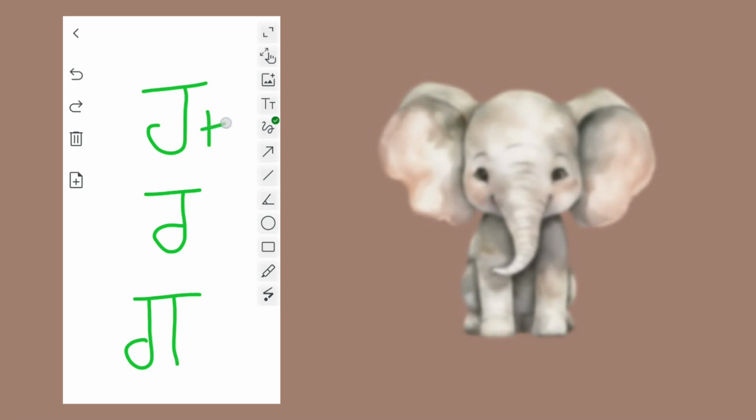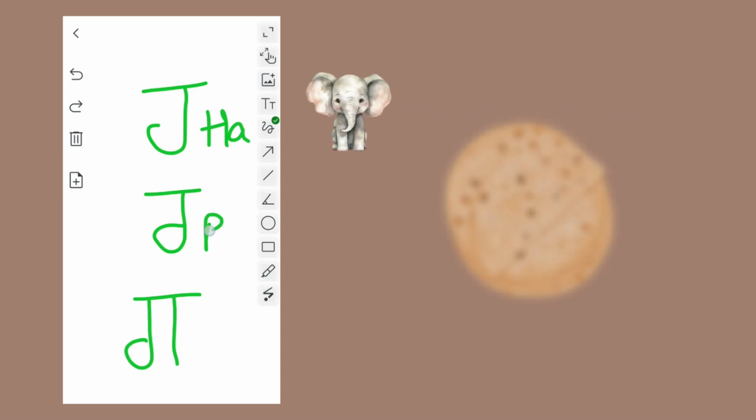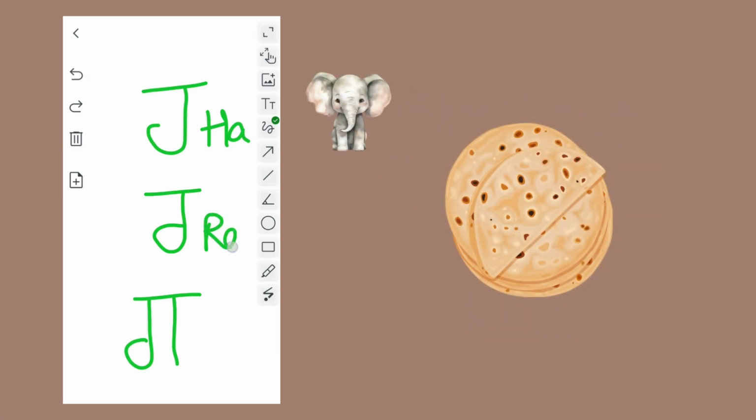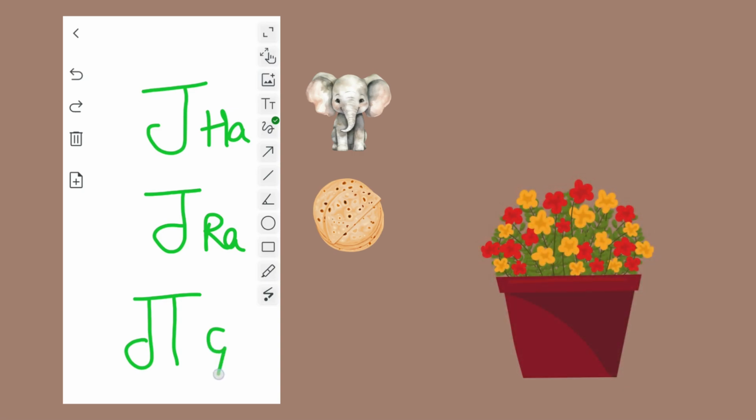The first letter, where the curve is slightly open, this letter is Ha Ha Ha Hathi. The next letter, where the curve touches the vertical line, it is Ra Ra Ra Roti. And the last one is Gagga Ga Gamla.